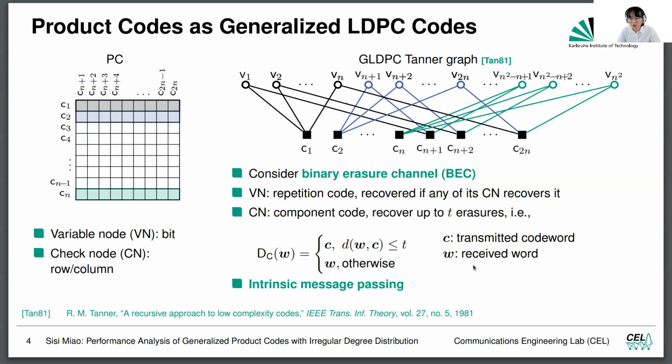And it's important to know that this is intrinsic message passing, meaning that if we consider the incoming edge from one variable node to a check node, we also consider the input when calculating the output for the same edge, because we are counting how many erasures this check node is connected to. Okay, so this requires a different way of analysis from LDPC codes, which we are giving in the next couple of minutes.